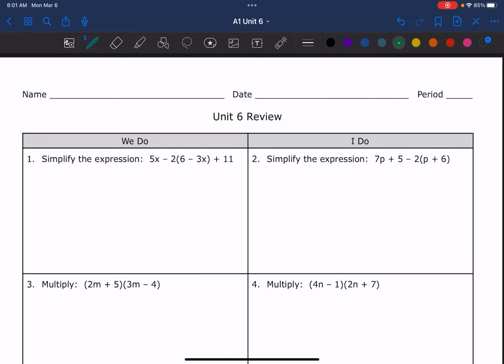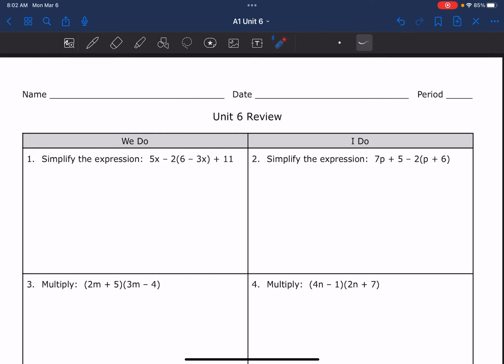Hello everyone. Today we are going to go over the Unit 6 review. We'll have our test over this topic tomorrow. It's about polynomials, but mostly factoring and simplifying. So that's what we're going to cover in today's review.